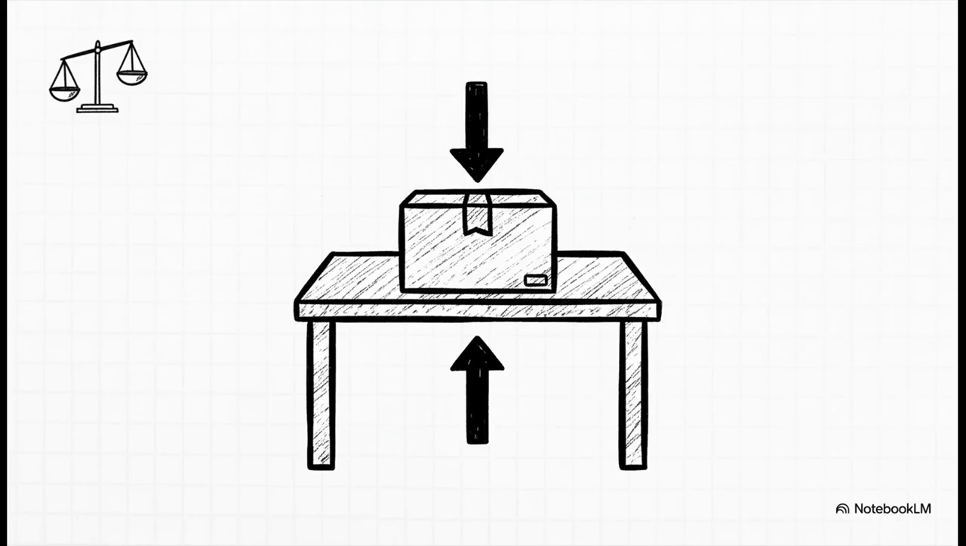So think about it like this. If you put a box on a table, gravity is pulling that box down, but the table pushes back up with an equal and opposite normal contact force. The two forces are perfectly balanced, and so the box just sits there. It's simple, it's elegant, and it's happening literally everywhere you look.